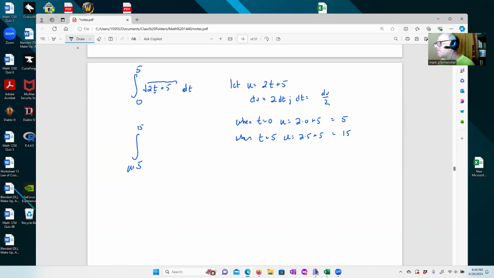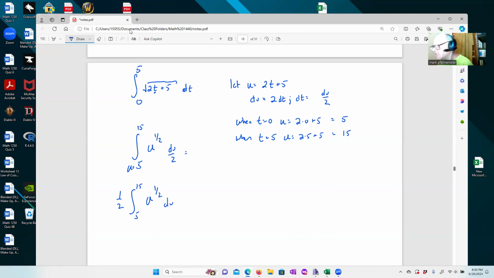This 2t plus 5 is now u, so we're going to say this is u to the 1/2 power. Okay, so that's what's going to be in here. And then this dt is going to be du over 2. So I'm going to move this 1/2 out in front. So we have 1/2 integral from 5 to 15, u to the 1/2 power du.